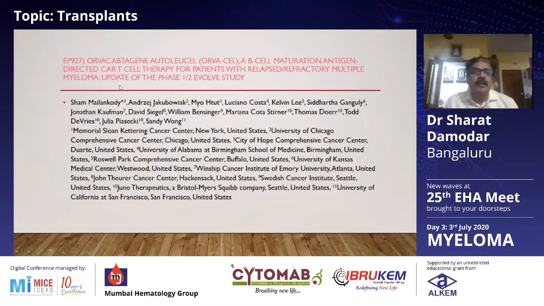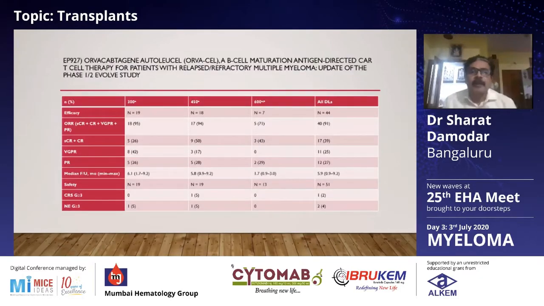This is the third study, which is EP927, orvacaptogene autoleucel or orvacel. This is again a BCMA-directed CAR T-cell therapy. This is the phase 1-2 EVOLVE study. One more Indian name, Sham Malankodi. This is from the MSKCC in New York. This data is put up in this table. Again, like I said, it's similar criteria. They again look at the different doses here.